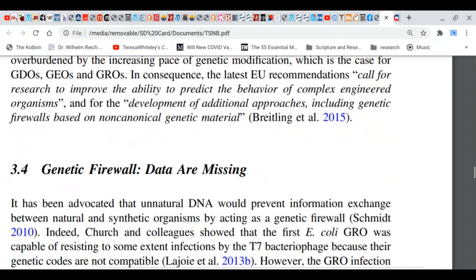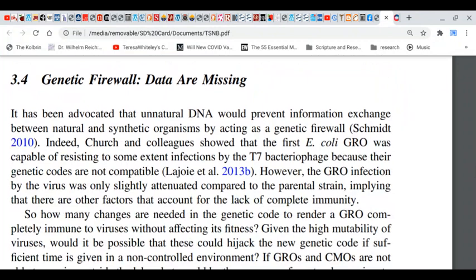Genetic firewall data are missing. It has been advocated that unnatural DNA would prevent information exchange between natural and synthetic organisms by acting as a genetic firewall. Indeed, Church and colleagues showed that the first E. coli GRO was capable of resisting to some extent infections by the T7 bacteriophage because their genetic codes are not compatible. However, the GRO infection by the virus was only slightly attenuated compared to the parental strain, implying that there are other factors that account for the lack of complete immunity.